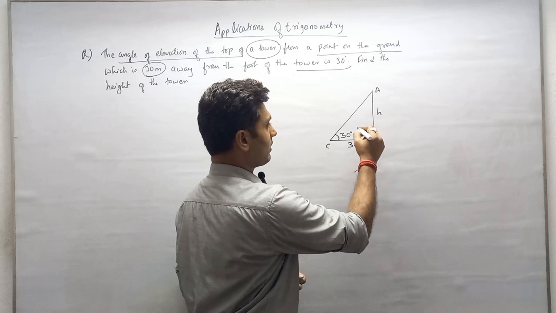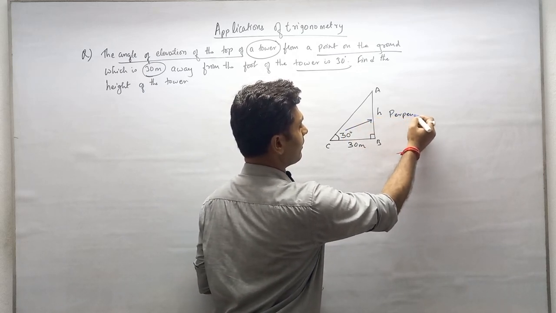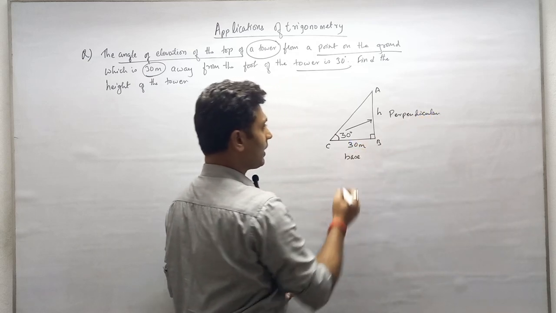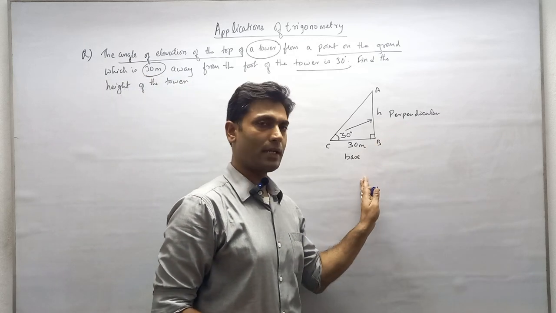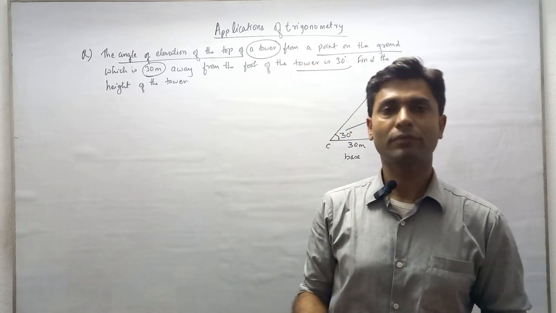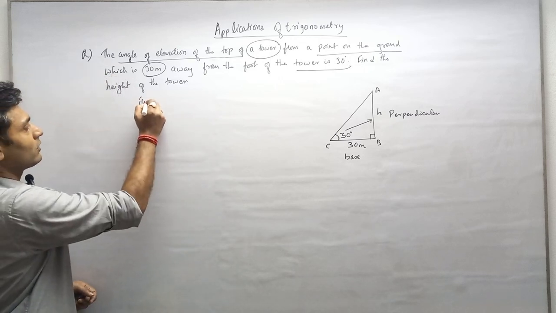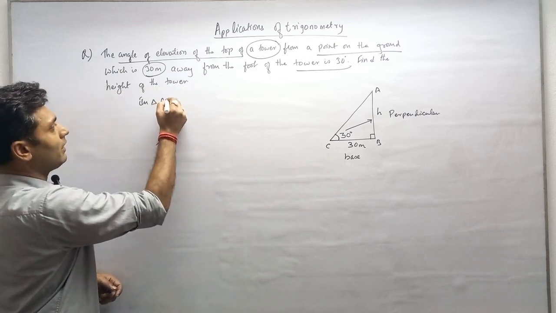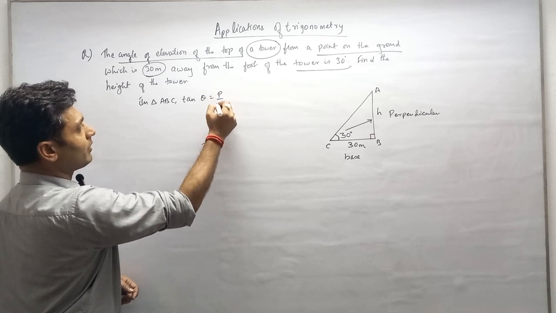We have already discussed in the previous chapter, opposite to this theta is always the perpendicular, and this is the base. So the trigonometric ratios which relate perpendicular and base are tan theta and cot theta. We can use either of the two, so let us use tan theta. So in triangle ABC, we have tan theta is perpendicular by base.